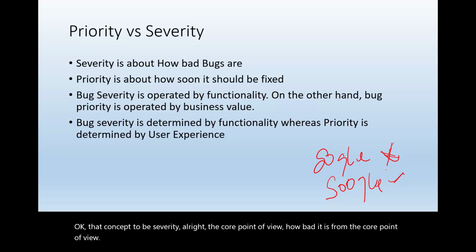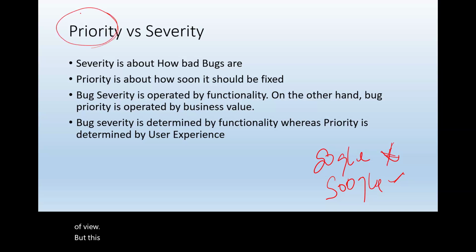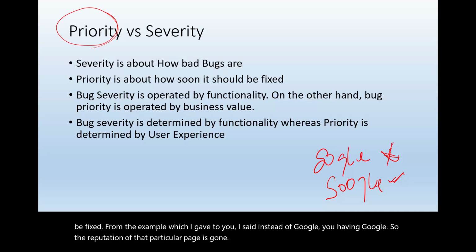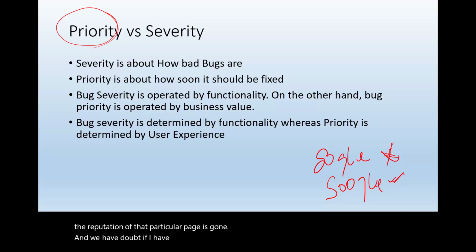But priority is about the business aspect, the business point of view. Priority is about how soon it should be fixed. From the example which I gave you, instead of Google, you're having a misspelled Google. So the reputation of that particular page is gone. I will have doubts if I have arrived at the correct page or not. So priority is how soon it should be fixed.